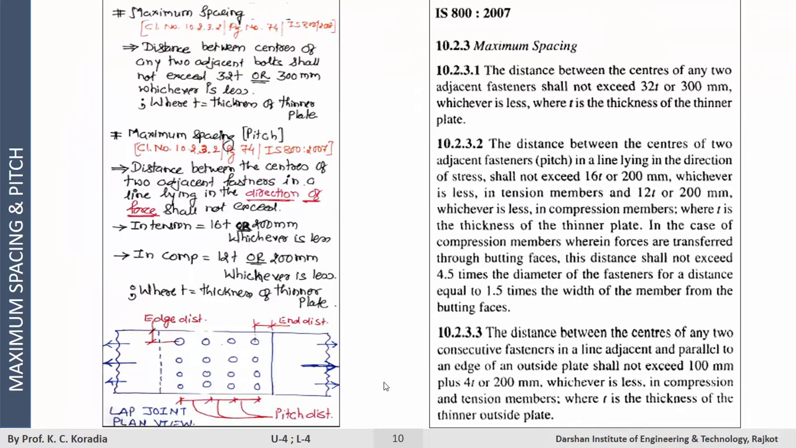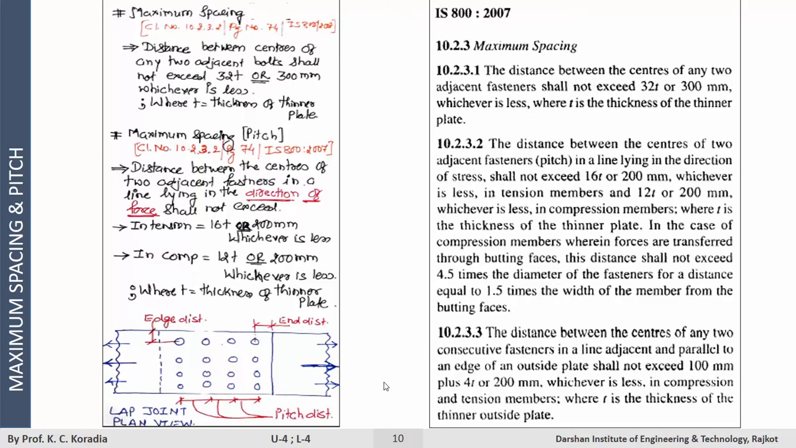Next is the maximum spacing between the bolts, the pitch distance. The maximum spacing between any bolts is given in clause number 10.2.3.2, page number 74 of IS 800 2007. The maximum spacing is the distance between the centers of any two adjacent bolts in the x or y direction. It shall not exceed 32 t or 300 mm, whichever is less, where t is the minimum thickness of the connecting plates.